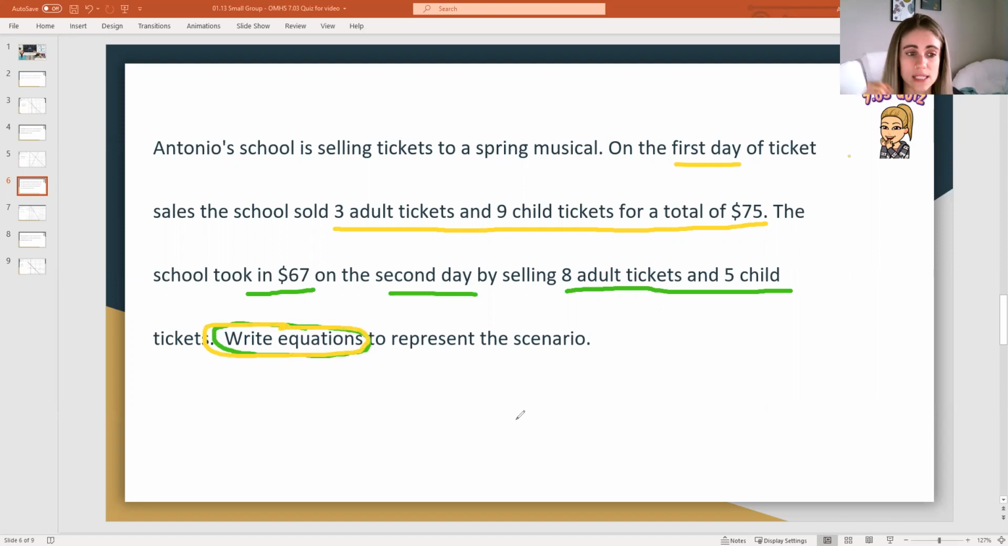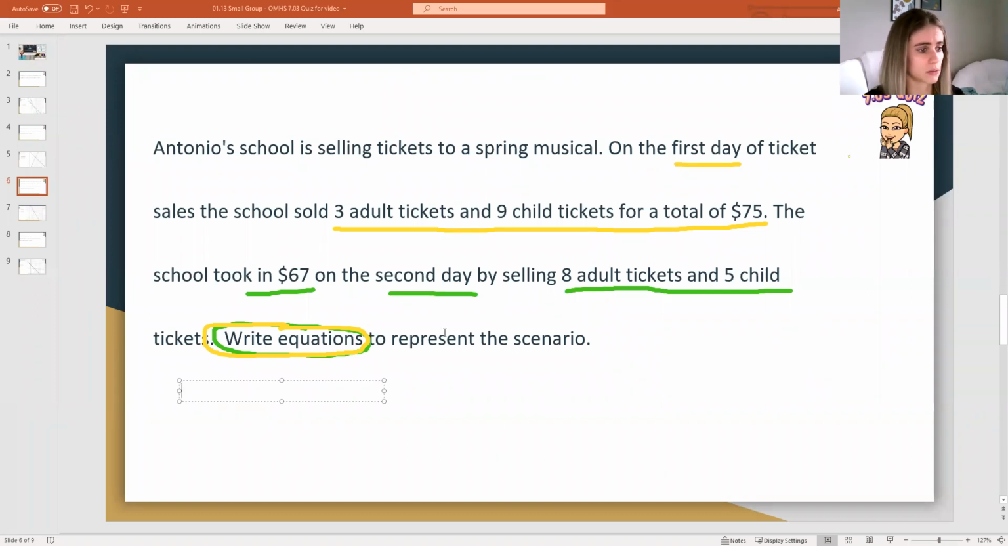Now that that's done, let's think of my variables. With this one, there's a lot of information, so once again, it may be hard for me to tell exactly what the variables mean, but I do know the 2 items I'm dealing with are adult tickets and child tickets. So we can start there in regards to our variables.